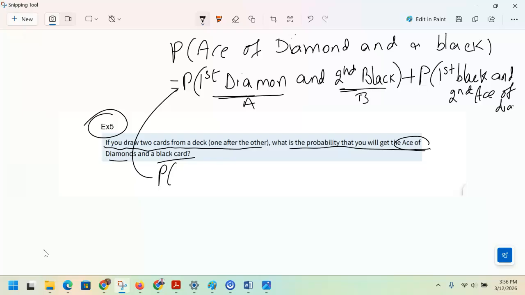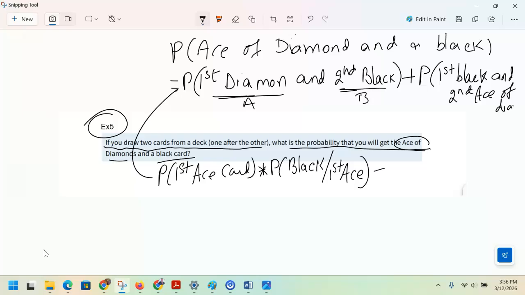So if I want to find out, we can write the probability that the first is an ace card, times the probability that the second one is a black card, when you already know the first is an ace card.